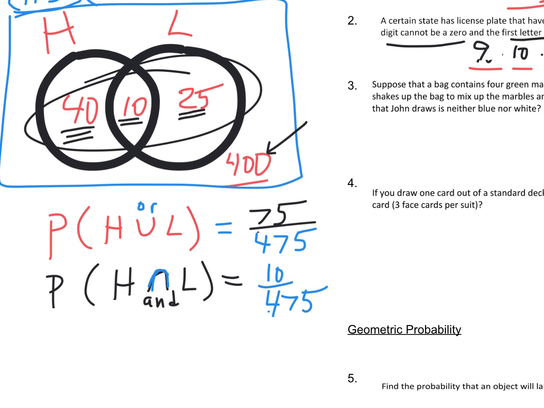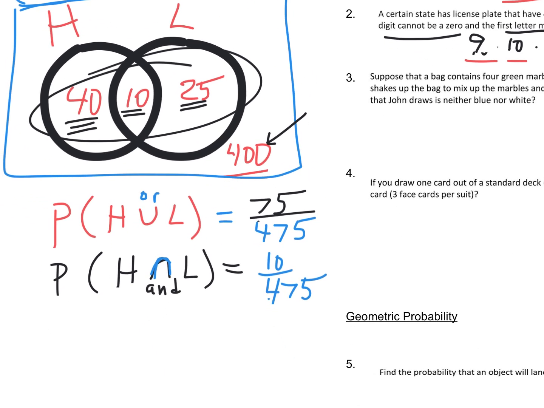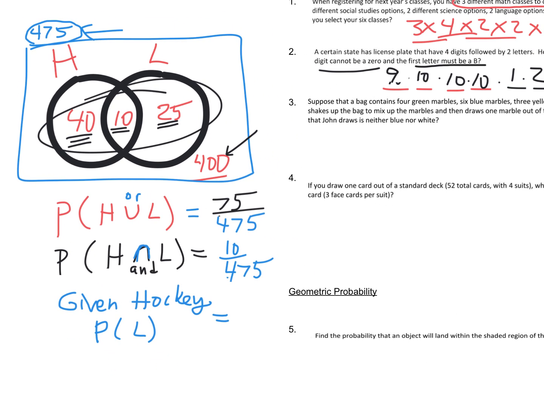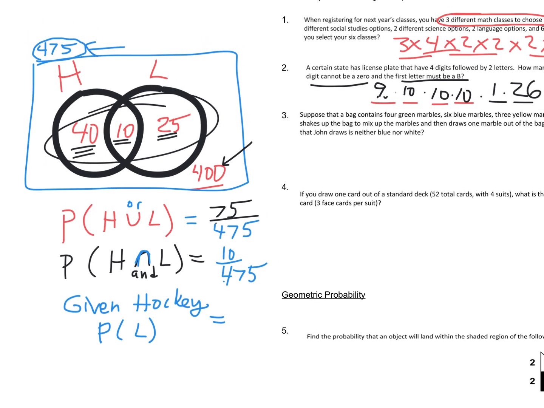All right, then here's the third kind of question. Given hockey, what's the probability of lacrosse? If I just wanted hockey, I would have said 50 out of 475. Do you get how hockey would be 50? The 40 and the 10. Yep. So 50 out of 475. But if I want given hockey, it is not out of 475 anymore.